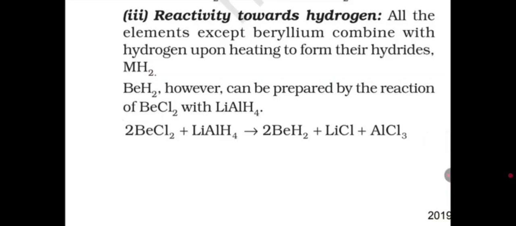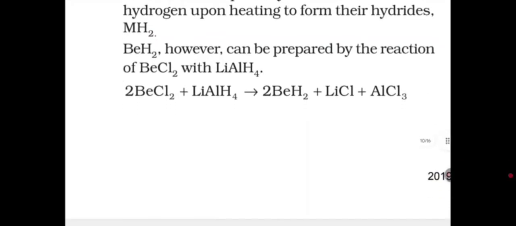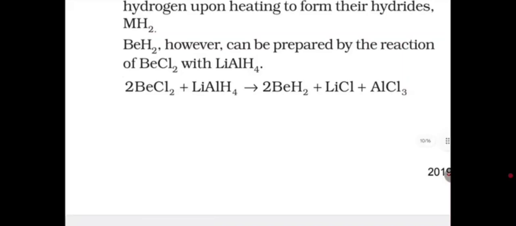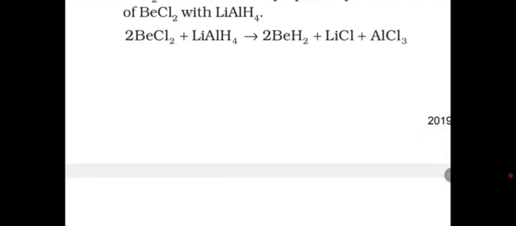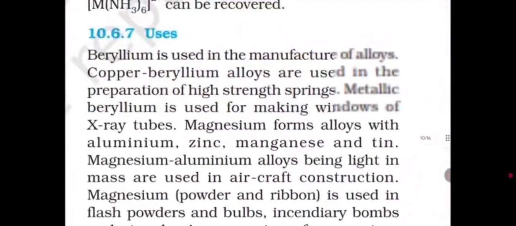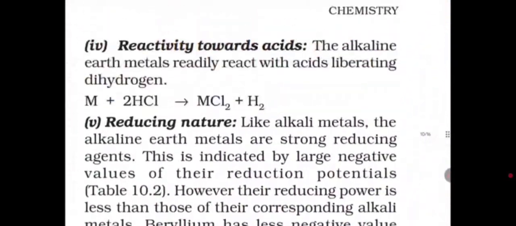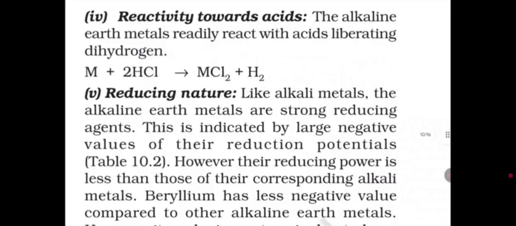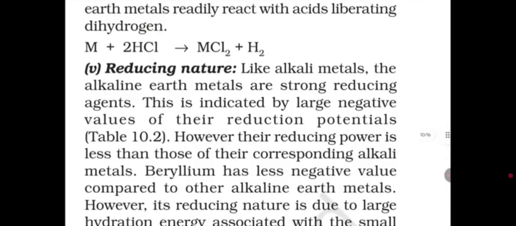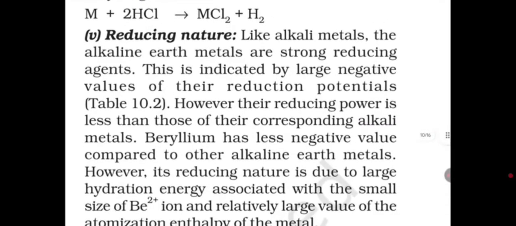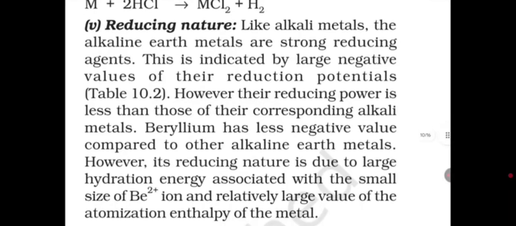Third is reactivity towards hydrogen. All the elements except beryllium combine with hydrogen upon heating to form their hydrides MH2. BeH2, however, can be prepared by the reaction of BeCl2 with LiAlH4. The reaction is 2BeCl2 + LiAlH4 gives 2BeH2 + LiCl + AlCl3. Next we have reactivity towards acids. The alkaline earth metals readily react with acids liberating dihydrogen: M + 2HCl gives MCl2 + H2.